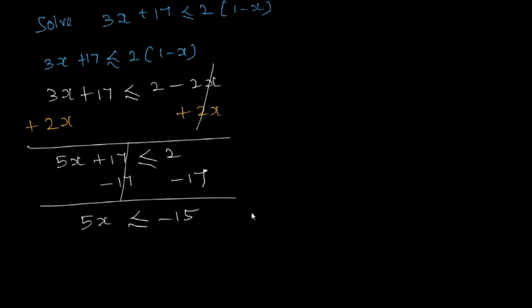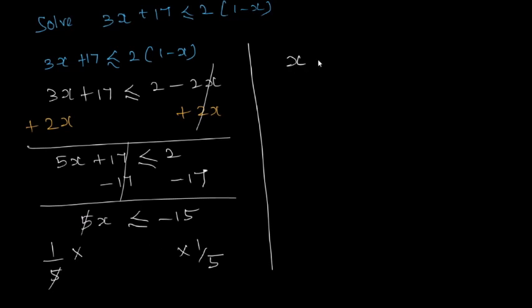Okay. Now we have to remove the coefficient of x, that is 5 here, by multiplying by a positive number, 1 by 5, or divide by 5 on both sides. Okay. Now what will I get? So 5x, 5 cancels, and what about this? Minus 3. Therefore x is less than or equal to minus 3.